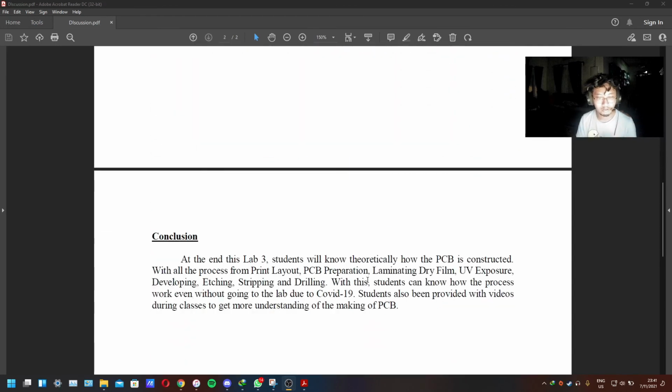And lastly, about the conclusion that we have made: students will theoretically know how to make the PCB with the video and the notes that we have been given. We will know the process from the print layout to the drilling process. Even without going to the lab, students will know how to make the PCB even at home. Okay, I think that's all from me. Thank you.